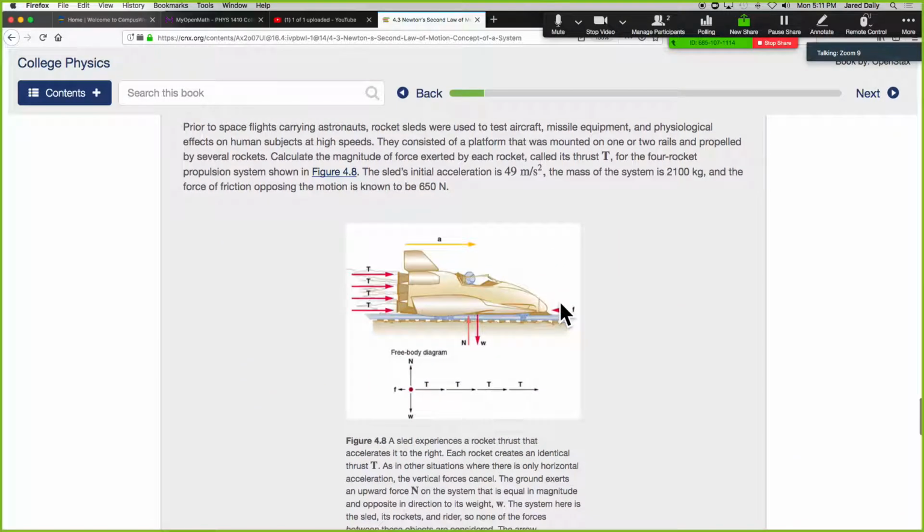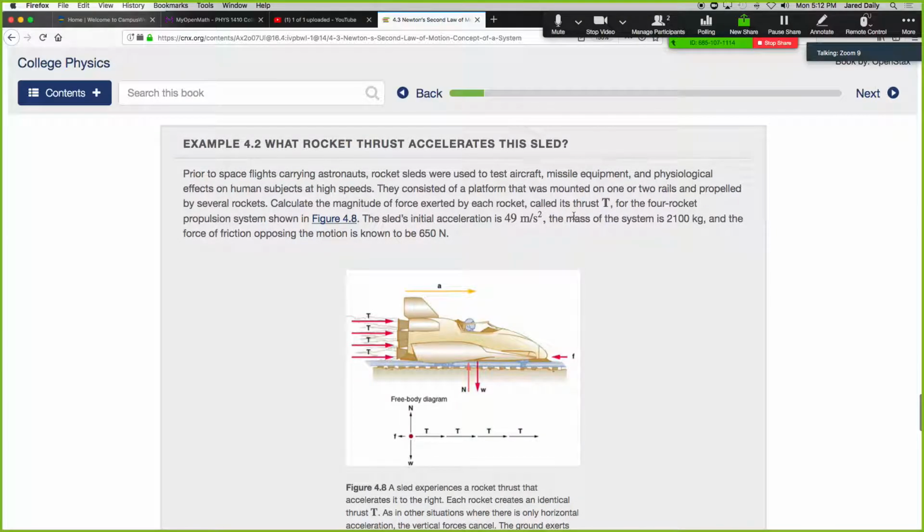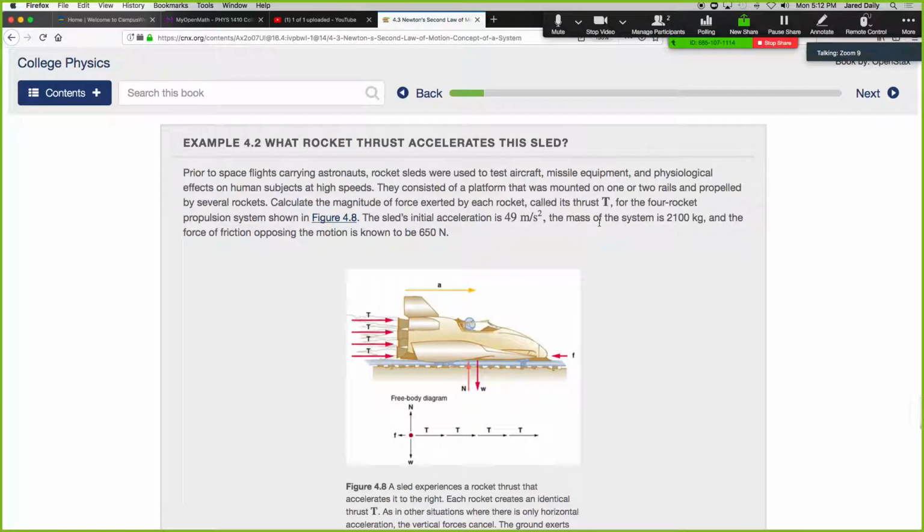Here's another example where instead of one force, we're going to have a whole bunch of forces, and they actually show us the weight of the sled and the normal force that's counteracting it, and they also show us the frictional force here. So we have 4 rockets, a little frictional force, and we want to figure out what's going to happen here. What do they tell us? They tell us the acceleration, and they tell us the opposing frictional force.